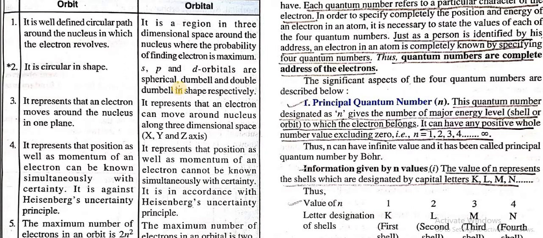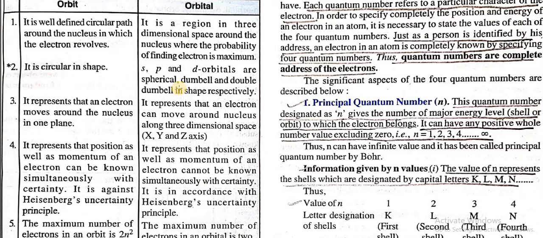Last class we discussed Bohr's theory, and after that we discussed the drawbacks of Bohr's theory, and the last topic was the Heisenberg uncertainty principle. Today we are going to discuss a very important topic, that is quantum numbers. Before that, I want to explain the difference between orbit and orbital.